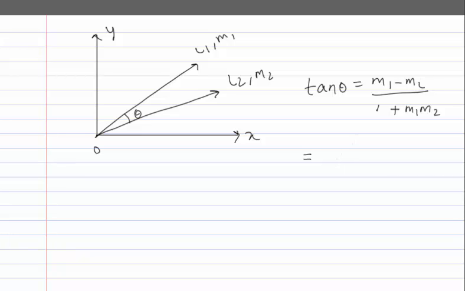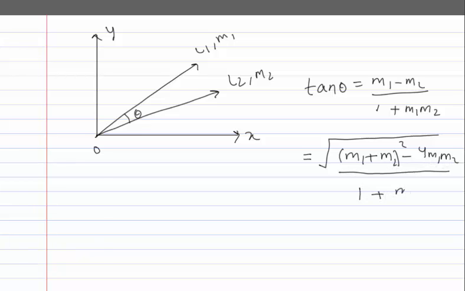So if you think about this, we can represent the numerator like this. It's going to be the square root of (m1 plus m2) whole square minus 4 m1 m2. And again, the reason I am doing this is because I only have m1 plus m2. If you refer to my previous slide, where I just pattern matched and compared the terms, I got m1 plus m2 and I got m1 m2, right? And then the denominator is going to be 1 plus m1 m2.